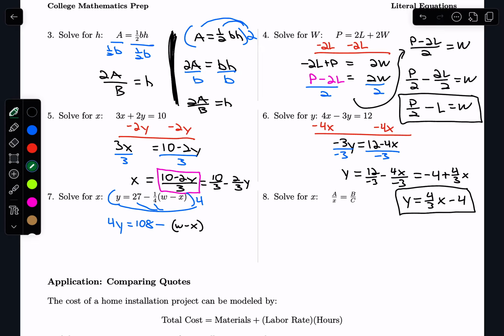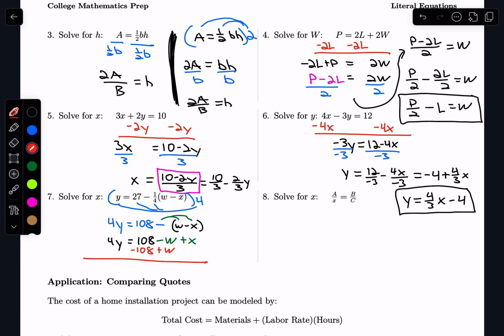So we are now going to distribute this negative sign to the w and the negative x, which will give us minus w plus x. So we now have 4y equals 108 minus w plus x. All we have left to do now to get x isolated is move the 108 minus w to the other side. We could do it one term at a time. I could subtract 108 from both sides and then add w to both sides, but we can actually do it all in one step. Minus 108 and plus w.